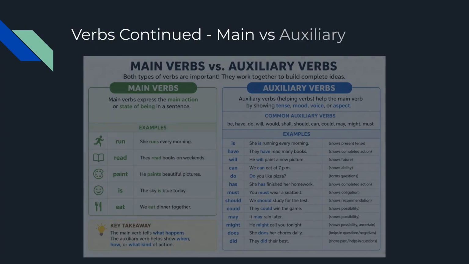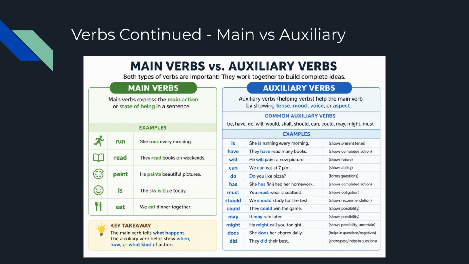Main verbs express the core action or state, while auxiliary verbs help show tense, mood, voice, or aspect. This chart provides examples of both main and auxiliary verbs and how they function in sentences. Notice how the word is used as a main verb as well as a helping verb. Helping verbs are not standalone. What I mean by that is that there has to be a main verb. Helping verbs are dependent on main verbs.